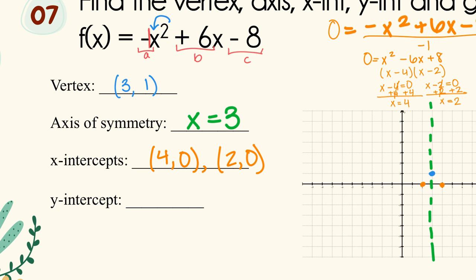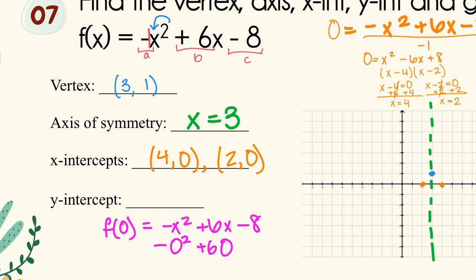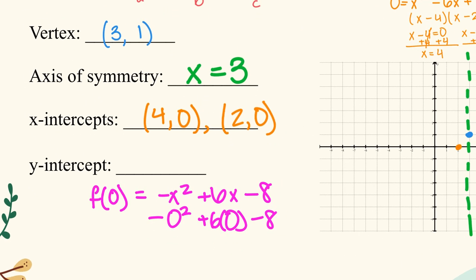So y-intercept, meaning I'm setting x equal to 0. So for the y-intercept, you're going to have f of 0 equals negative x squared plus 6x minus 8, and you're setting all your x's to 0. However, this one's pretty easy, because anytime you have your y-intercept, you're setting all your x's to 0.